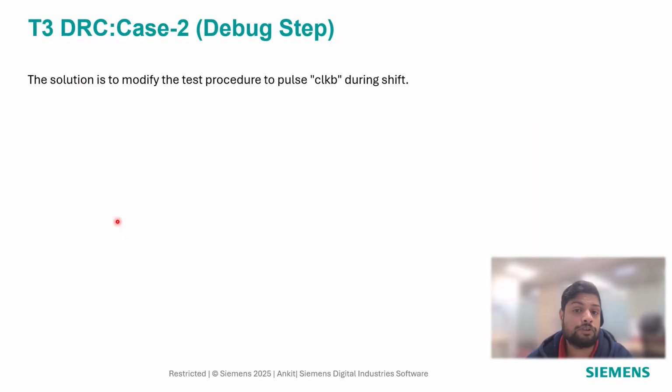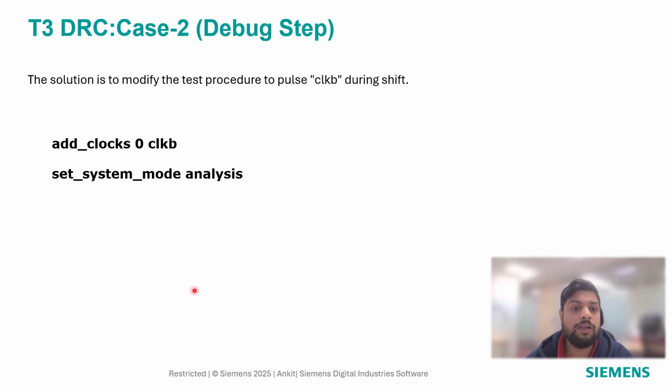So this is the root cause, because the clock is not defined. The tool raises a T3 error. To fix this, we simply add the missing clock with off state 0 using add clock 0 clock B. Once the clock is added, we run set system mode analysis. This forces the tool to recheck the design while switching from setup to analysis mode. Now, after adding the clock, when the recheck happens, we don't get any T3 DRC. So the issue has been resolved.